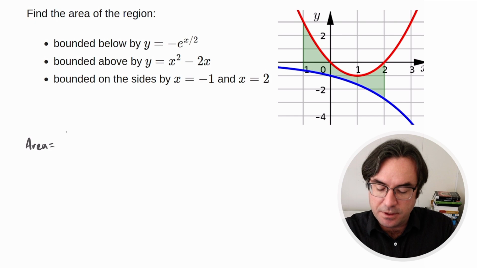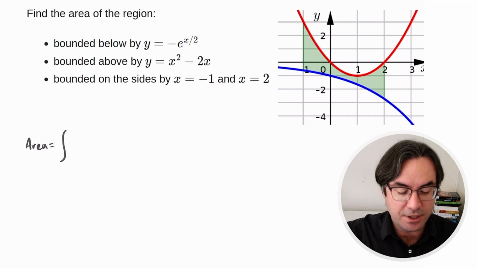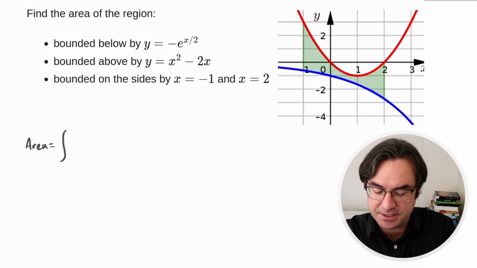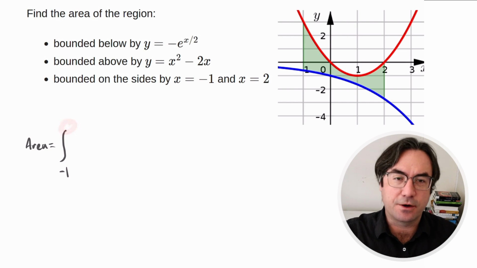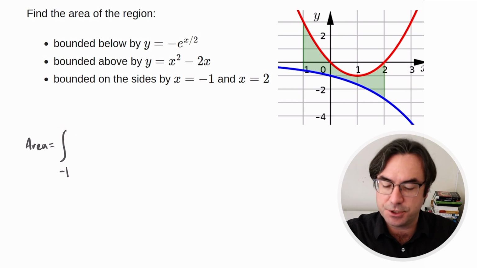well, let's start with the limits of integration. So the lower limit is going to be the x value that gives us this left edge. So in this case, negative 1. The upper limit for our integral is going to be the x value that gives us this vertical right edge. So in this case, 2.